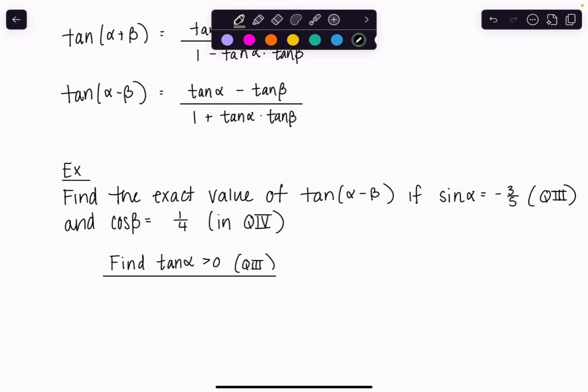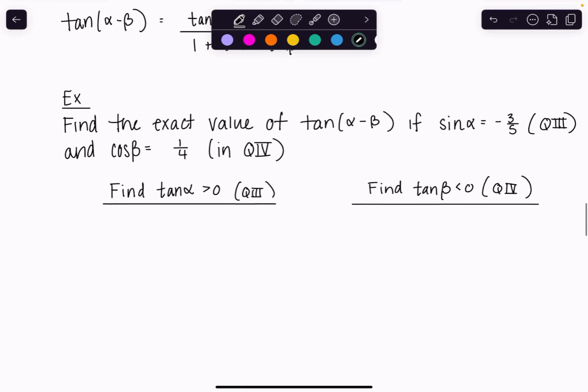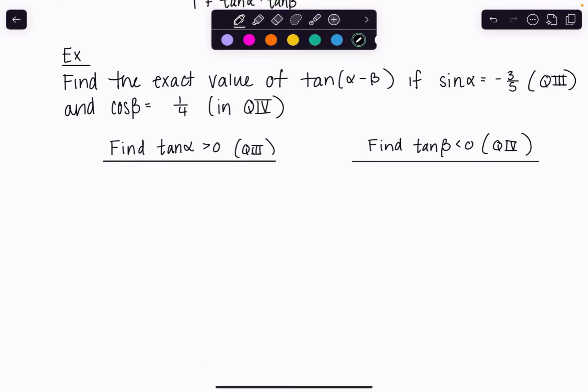And then I also need to find tangent of beta, which that angle is in quadrant 4, so it is going to be negative. Okay. And I'm going to have to find that by using the piece that's given to us. So here we know that sine alpha is negative 3/5. And I want to figure out what tangent of alpha is. So this one, I'll go ahead and I'll utilize just my triangle for it. And if you want to draw it in the correct quadrant, absolutely go for it.